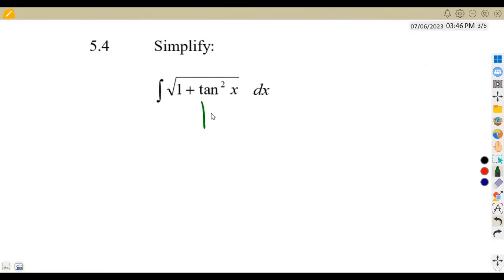But if we think along the lines of trigonometry, if we think along the lines of trig, we can see that this part can actually be simplified, because we know that 1 plus tan squared x is equivalent to sec squared x. We are also given this on our formula sheet. That's why I said you must know your trig.